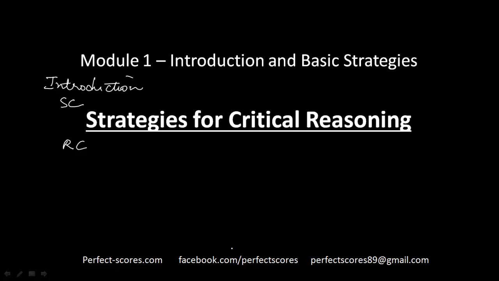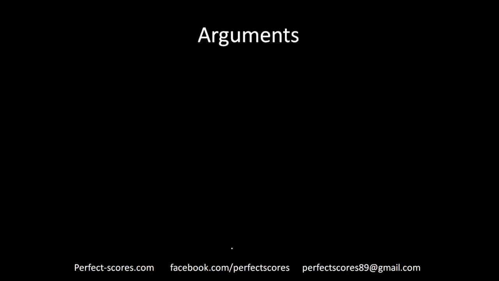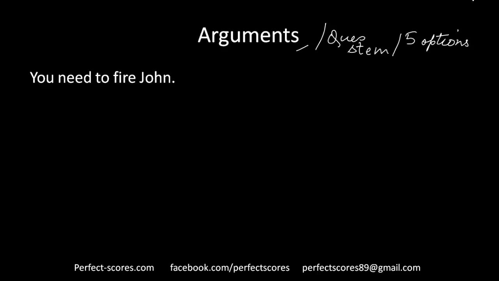So let's get started with the basics of critical reasoning, that is arguments. Because what is given to you in a critical reasoning question is an argument followed by a question, or sometimes it's referred to as a question stem, and then you have the 5 options out of which you have to choose one. So what is an argument?